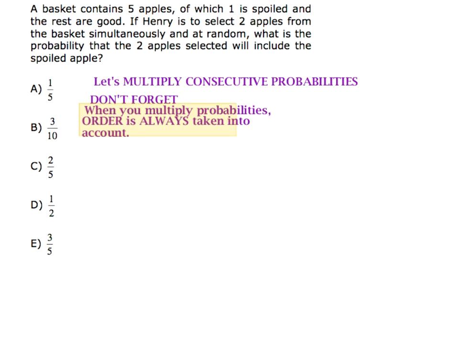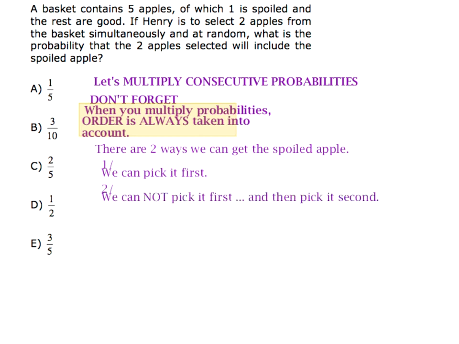So, well, what do we want to do? There are two ways we can get the spoiled apple, which are, one, we can pick it first, or number two, we can not pick it first and then pick it second. Okay, well, what's the probability of number one? What's the chance that we pick the spoiled apple first? That's just going to be 1 out of 5.